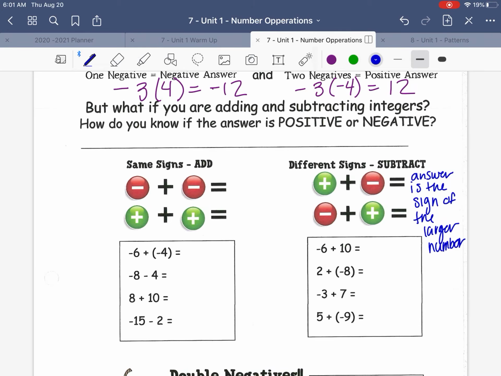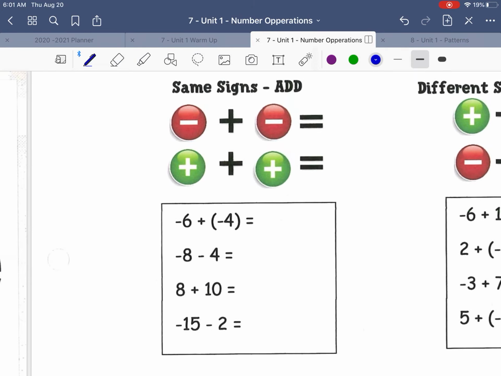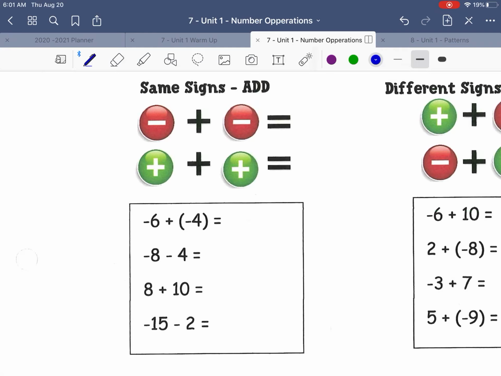Okay, so let's talk about adding first. If they're the same signs, so if I have -6 and -4, I'm just going to combine those, and that's going to be -10. So we're getting more negatives. Like if your bank account says -$6 and you spend $4 more, then your bank account now says -$10. If I have -8 and -4, then that's a -12. We're just getting more negative.